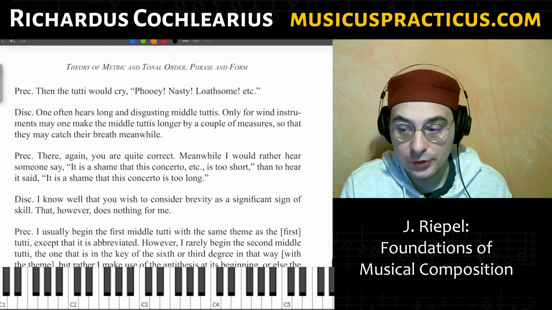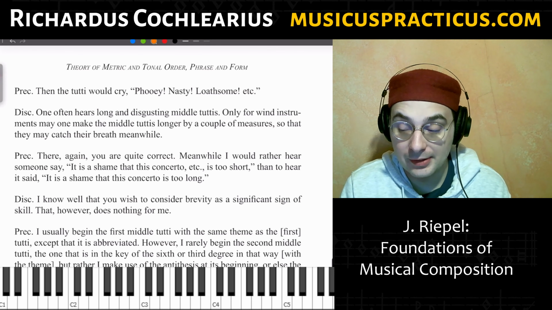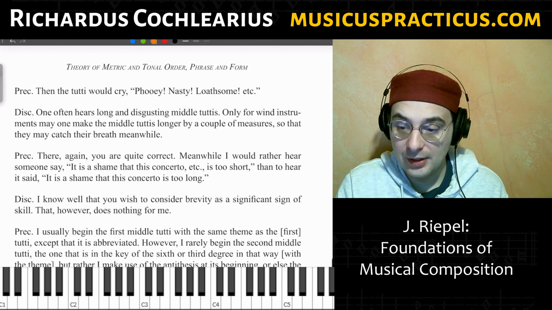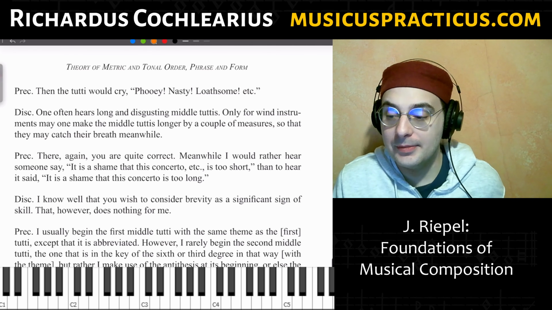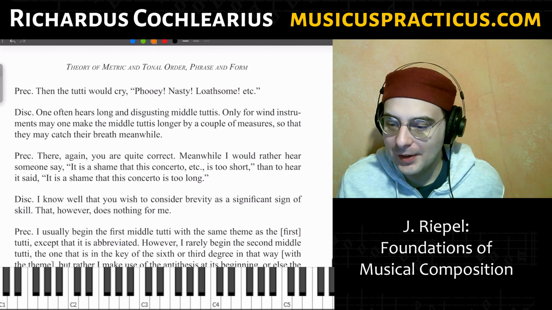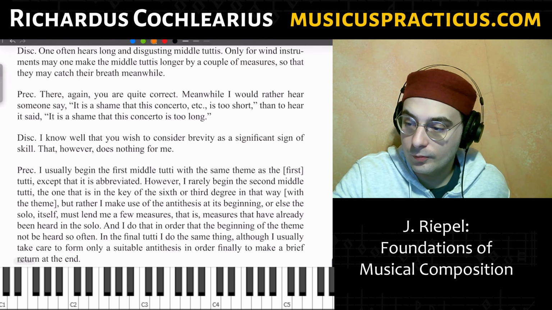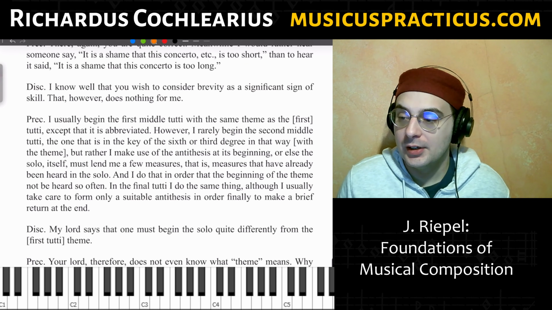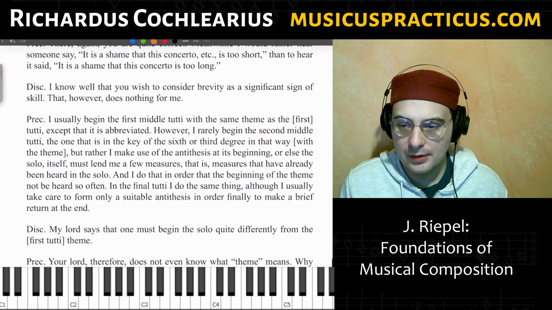There again, you're quite correct. Meanwhile, I would rather hear someone say, "It is a shame that this concerto is too short," than hear it said, "It is a shame that this concerto is too long." I know well that you wish to consider brevity as a significant sign of skill, right? That, however, does nothing for me.